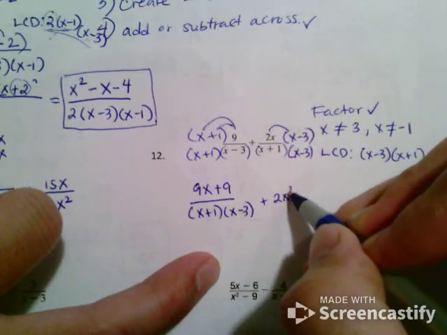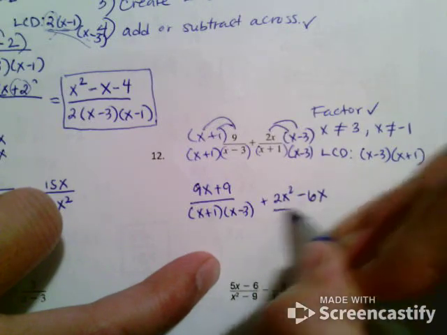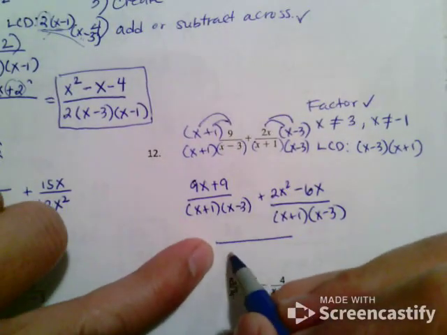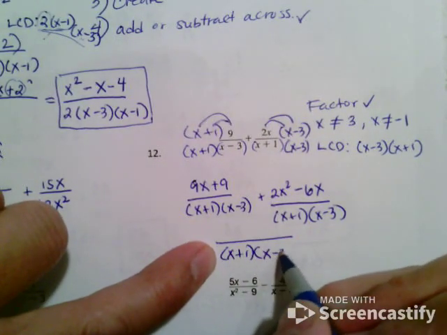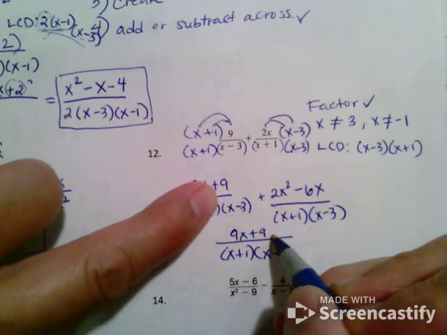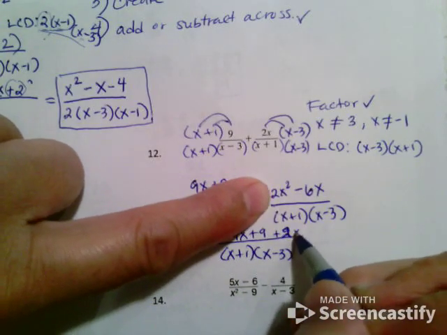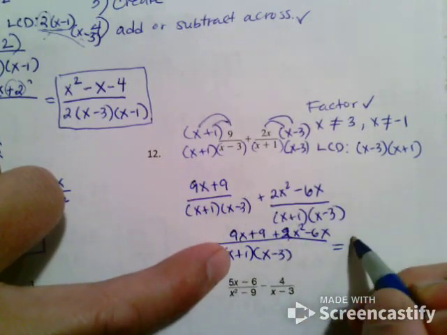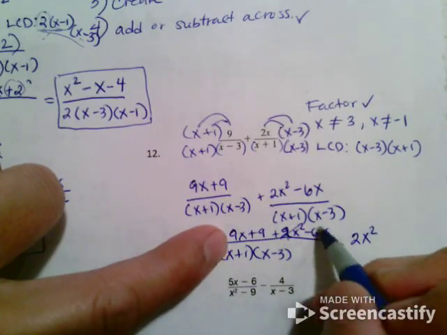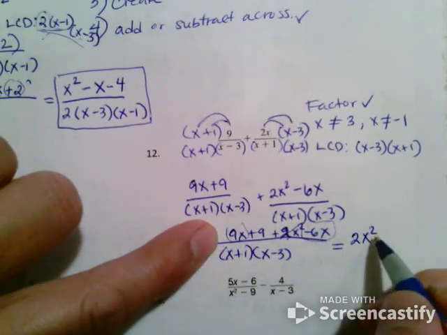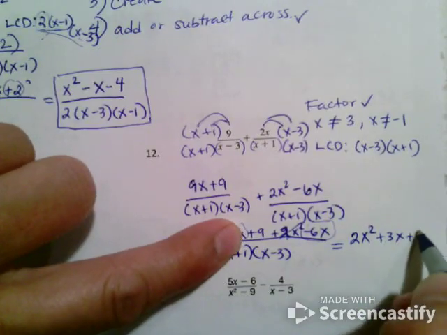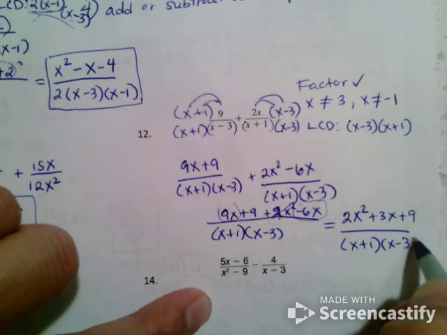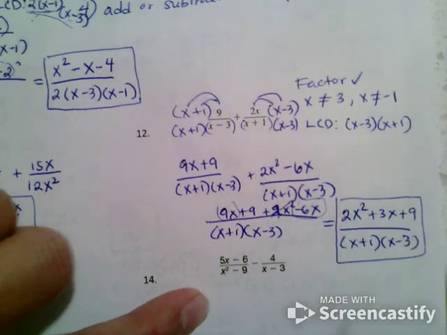Multiply everything out. And then keep the denominator. And then just add or subtract across. Okay, now we get to combine all of these. Start with the greatest one. And then you can combine these here. And that ends up being your answer.